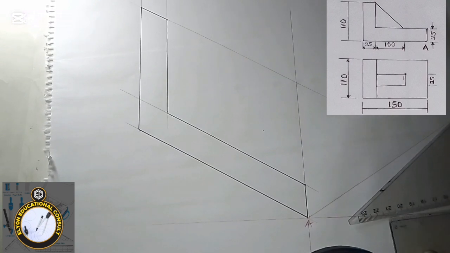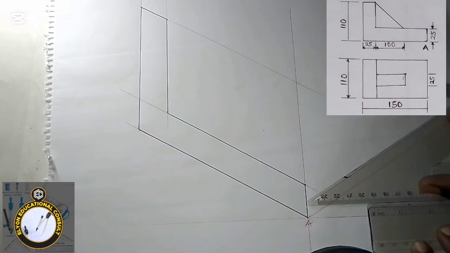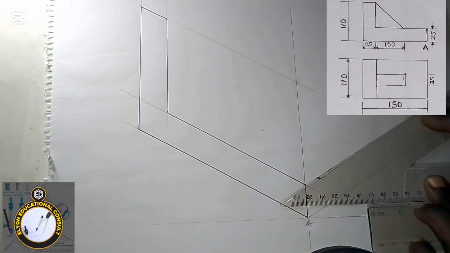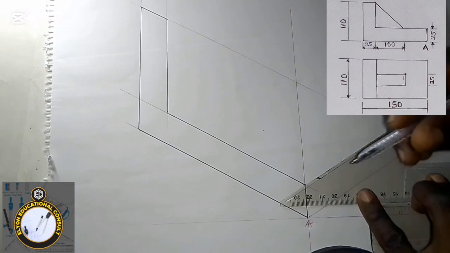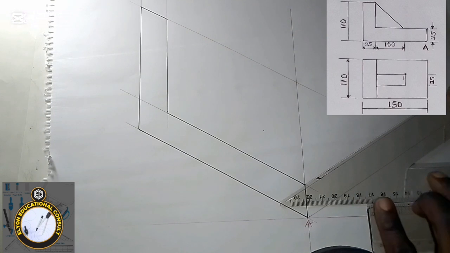So I'll put that now. Just put your set square this way with the ruler. Just slide to this part. So we're going to draw this line. Okay, I hope you can see that.